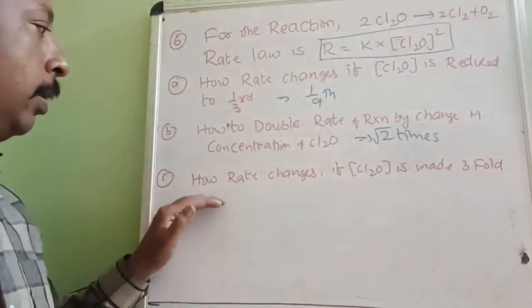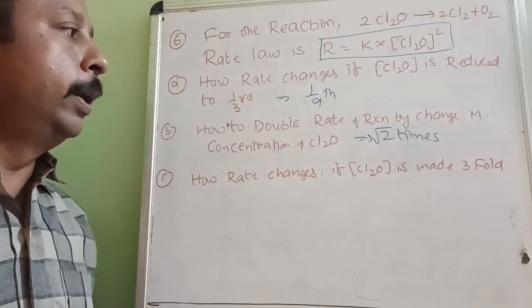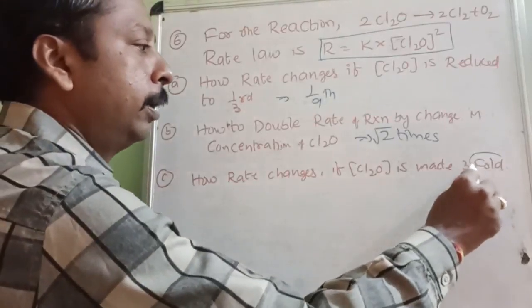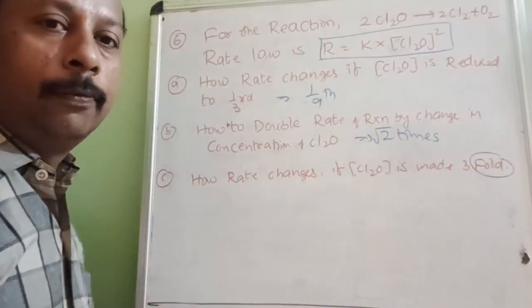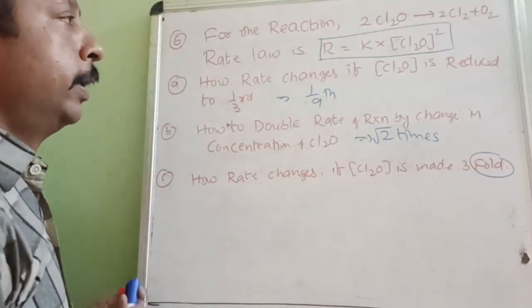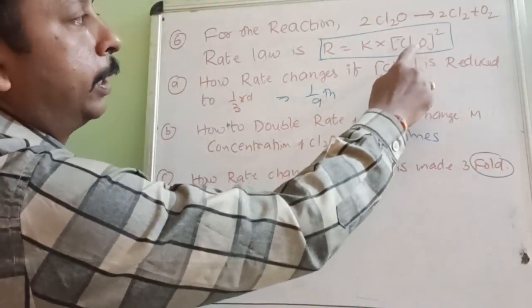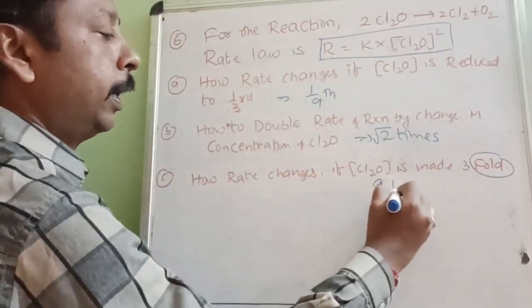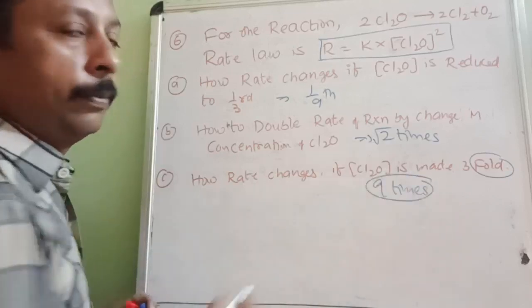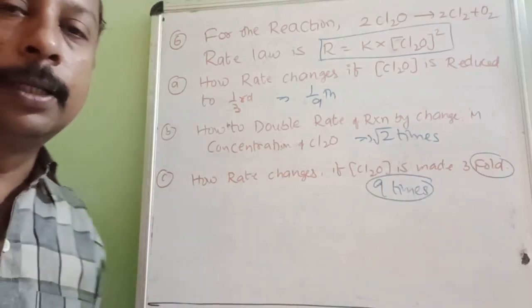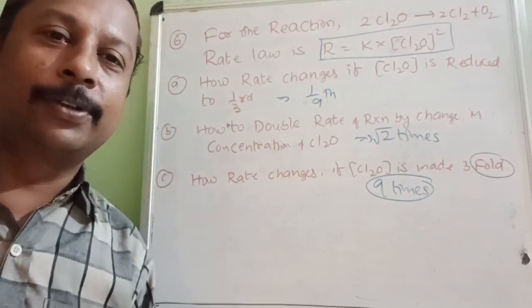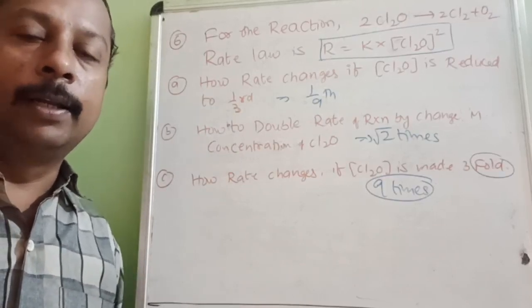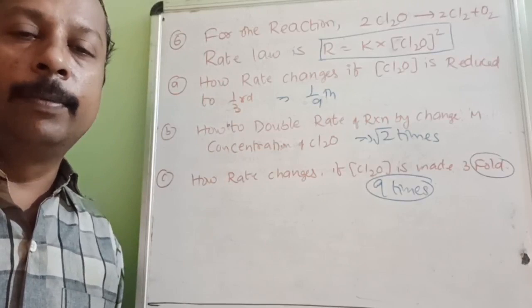Okay. Next, how the rate changes if Cl2O is made 3-fold. So when this question came previously, people were not able to understand what is this fold. 3-fold means 3 times. Okay. So when concentration of Cl2O is made 3 times, obviously 3 square times rate of reaction will become. So answer will be 9 times. What will be the answer? 9 times. So this is all the 6 pack of 6 questions, wonderful questions, so that you can cover all topics related to derivation of the rate law from the experimental results.